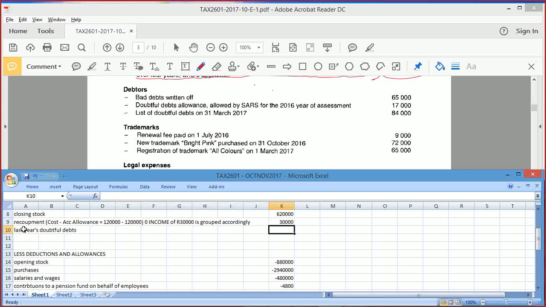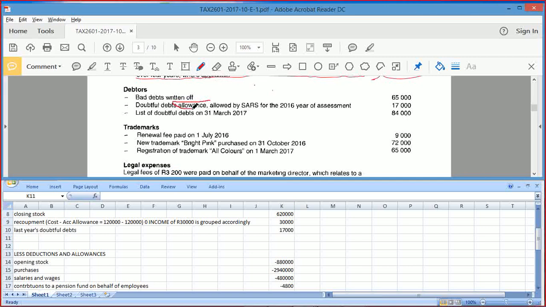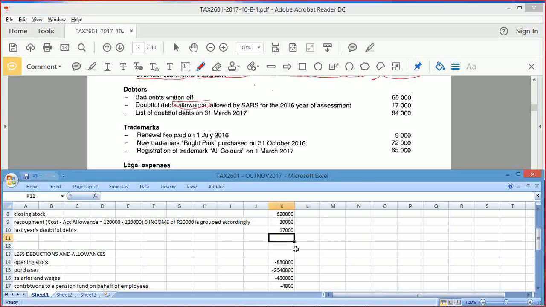The amount was 17. So is it the full amount, or don't we also multiply it by 25%? No, they said the allowance was that. Okay, so remember, they said in the textbook that the 25% doubtful debt allowance is only applied to the list of doubtful debts, but not to the full debtors' balance. The allowance claimed in the year must be added back to the income in the following year. So here, they gave you the doubtful debt allowance, so it's the amount that I had to claim, not the doubtful debt. Otherwise I'd still need to work out 25%. Does that make sense? Yes, sir. So are you going to take 25% of the 17? No, you wouldn't, because that is the doubtful debt allowance from last year. Is that fine? Yes, that is fine.